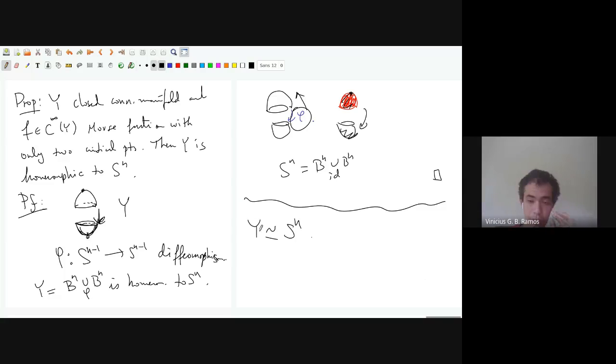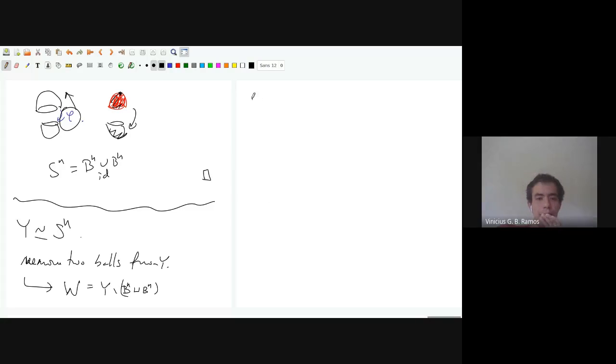So how do you try to interpret that in terms of a Morse function? Well, it's a little hard and it uses a lot of algebraic topology, but let me just give a hint. What you do is you remove two balls from Y. So basically what you're trying to do is, if I remove two balls, then I want to have something that's trivial, like a product. So if you remove two balls from Y, you end up with some W. Say W is Y minus the union of two balls. And if you look at the boundary, the boundary of W is going to be the union of two Sn-1s.